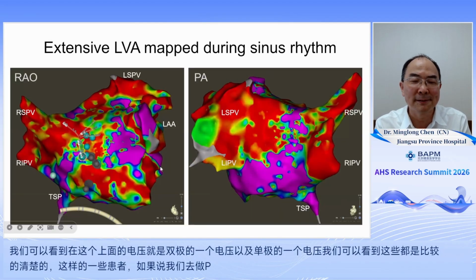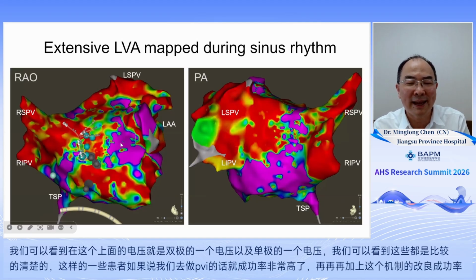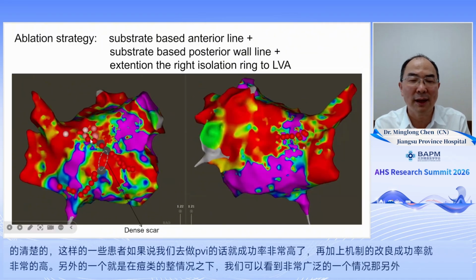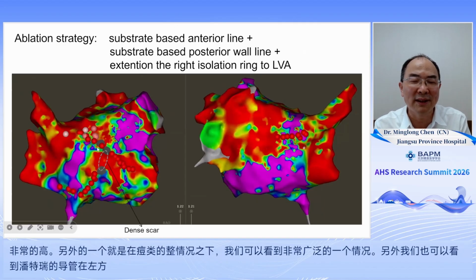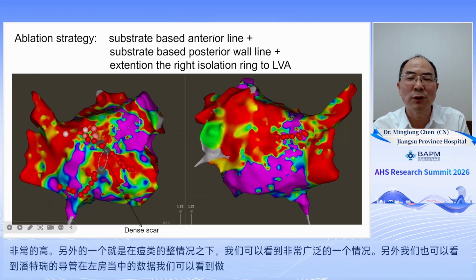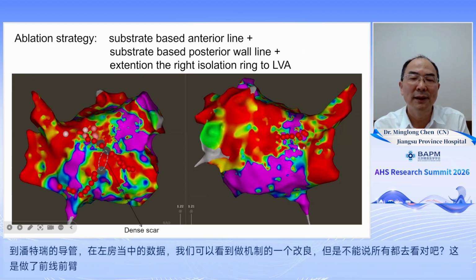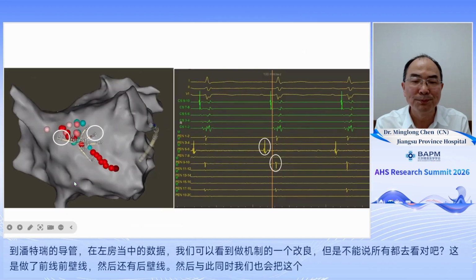But look at this case. After PV isolation, during sinus rhythm, you can see extensive substrate, and also complex electrograms with the planetary map in the left atrium. So then we will do the substrate modification, but you cannot target everywhere. So we do substrate-based anterior line ablation and also substrate-based posterior wall line ablation, and we also extend the right ring to this low voltage area to include all these areas.